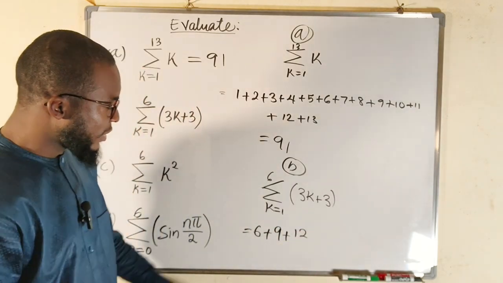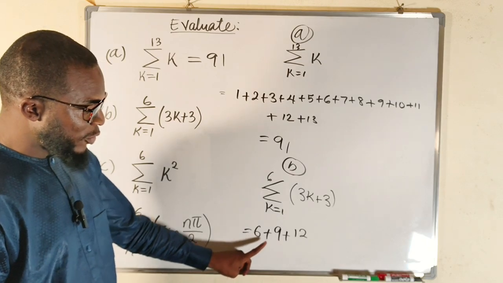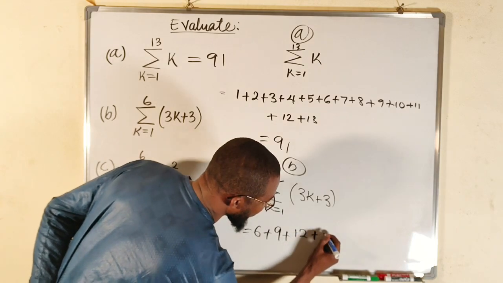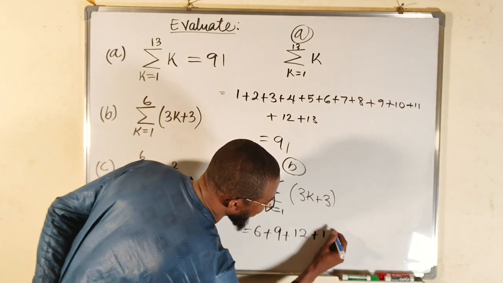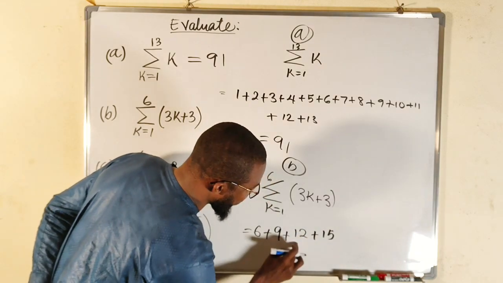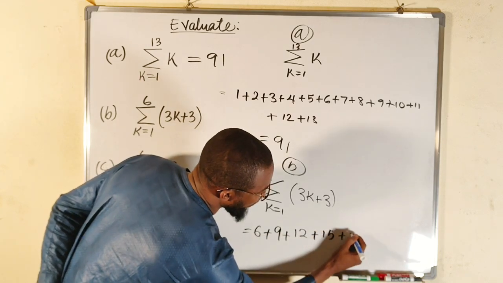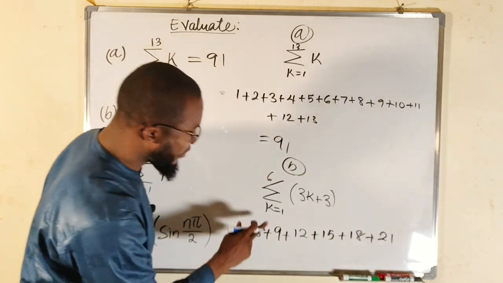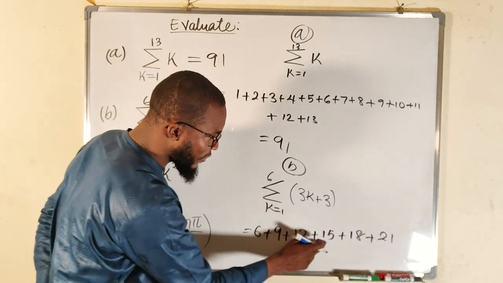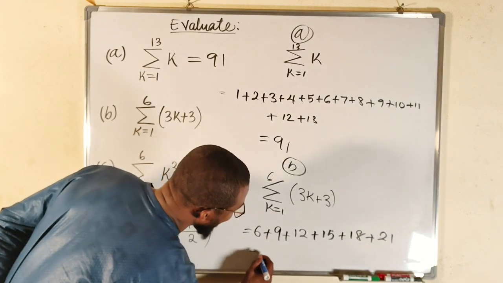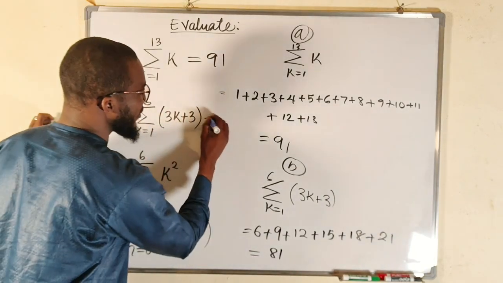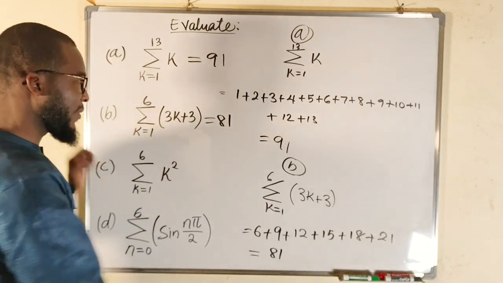But just observe the pattern. We have this plus 3, this plus 3. If you keep on adding 3 to this, you get the subsequent terms. Plus 15, plus 18, plus 21. We have 6 terms: 1, 2, 3, 4, 5, 6. And if you add all of these numbers together, you get 81. Which means that this summation is equal to 81.